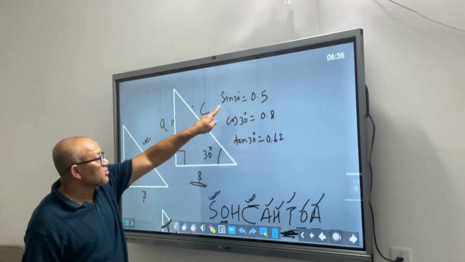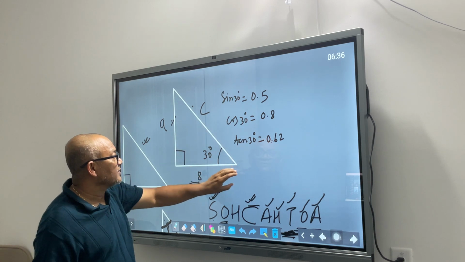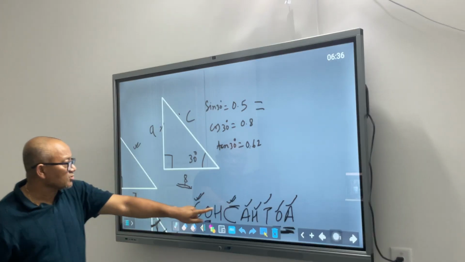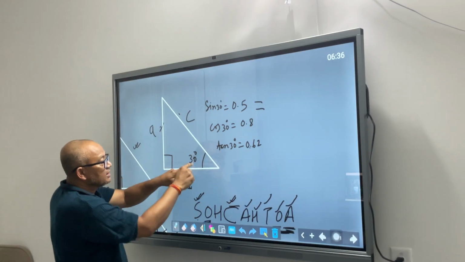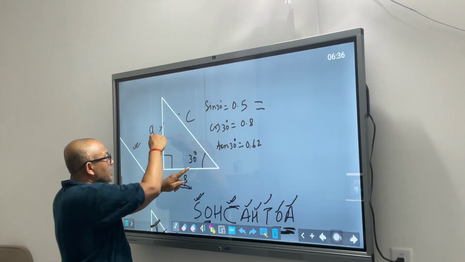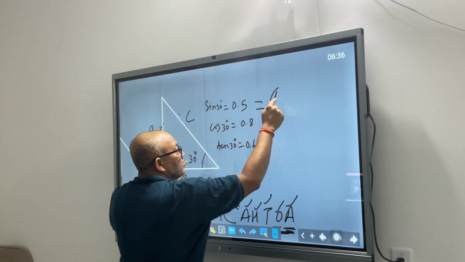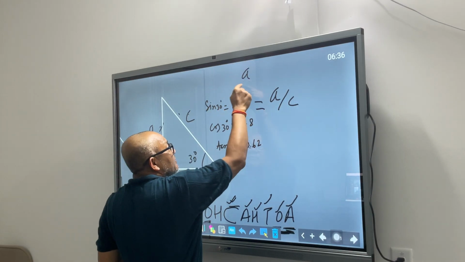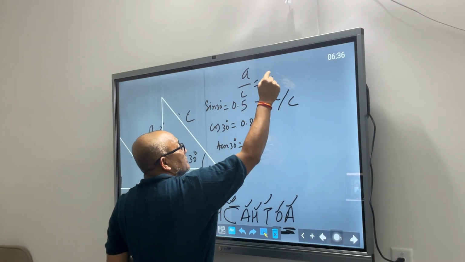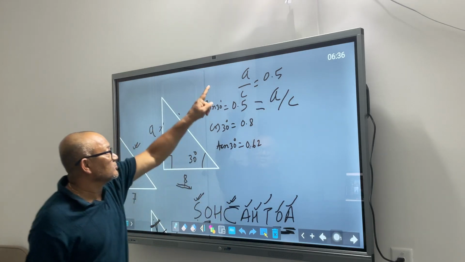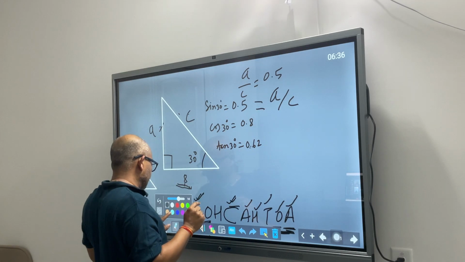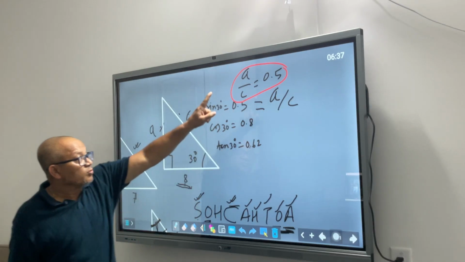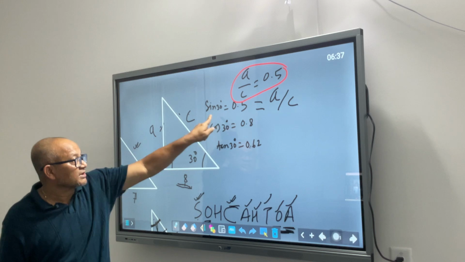Now, what we know is sine of 30 degrees equals 0.5. And based on our knowledge of SOHCAHTOA, sine of 30 will be opposite side by hypotenuse, A over C. So from this we got A by C equal to 0.5. This is one piece of information we have got. I am circling this so that we can come back to it. A over C equal to 0.5. This is one piece of information we could get by using sine 30 degrees.